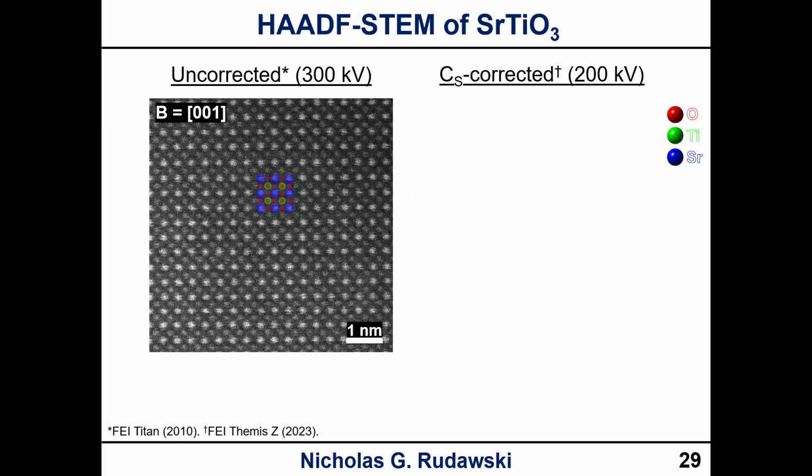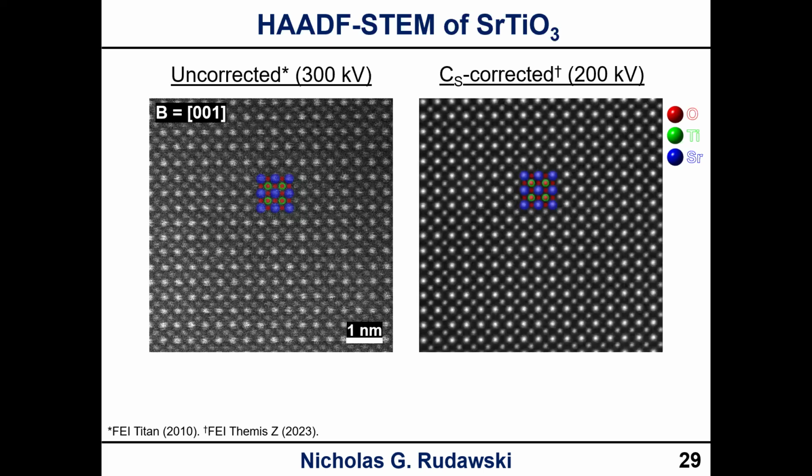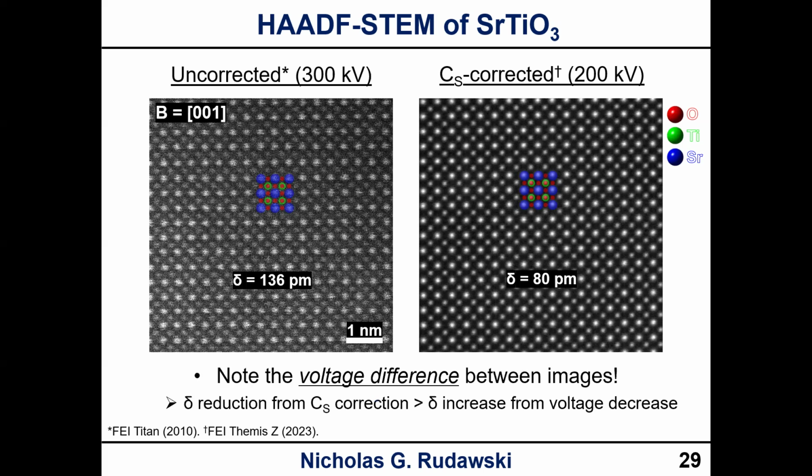So I have on the left an uncorrected image of strontium titanate along 001. There's your projected unit cell, and this is at 300 kilovolts. So if we add CS correction and then drop the voltage to 200, we see a massive improvement here, okay? The difference in resolution between these, you're going from 136 picometers to 80 picometers as a result of this, okay?